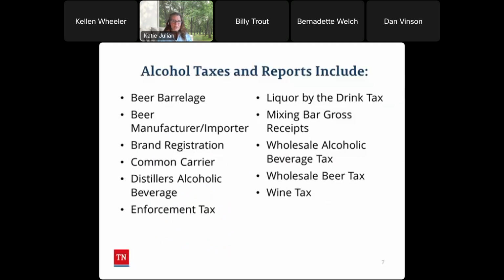Here you see just a listing of the various alcohol taxes and reports. We are going to be touching on most of these today, at least. We are not going to be going into mixing bar gross receipts at all today. No alcohol is involved there, it's just the mixing bar stuff. So maybe a later webinar on that as well.